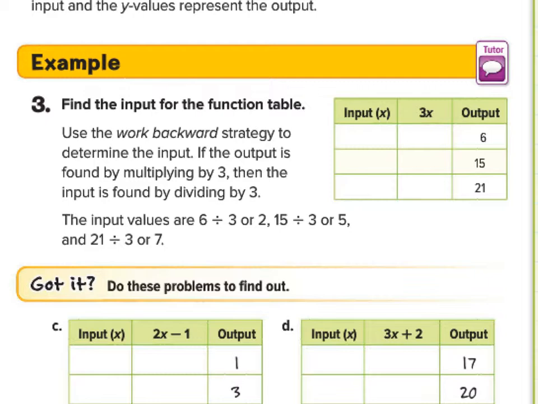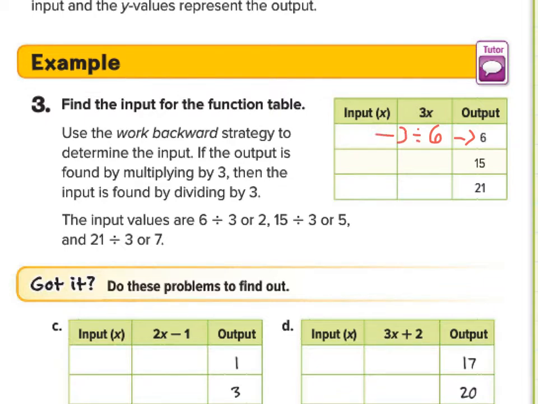Okay, let's look here at number 3. We have find the input for the function table. So here, this value is 3 times the value of this. Can you see that? So if we multiply times 3 to get here, what should we do to go backwards? What is the opposite of multiplication? It will be division. So I'm going to take the 6 that I have right here, and I'm going to divide it by 3.